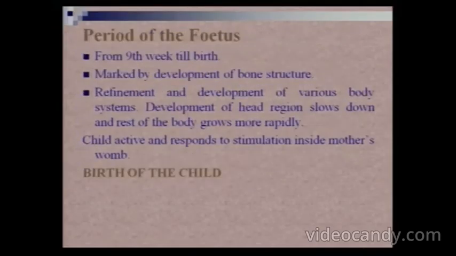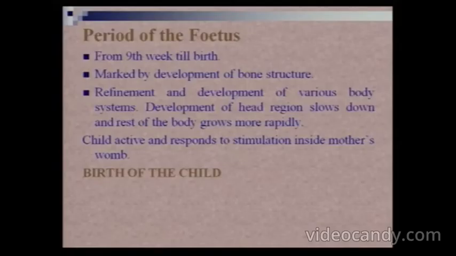Then the third period is the period of the fetus. It starts from the 9th week till birth. And when do we say the period of fetus begins? When the bone structure begins to form. At this time, the basic structure which has been laid down gets refined and the baby starts growing in size.